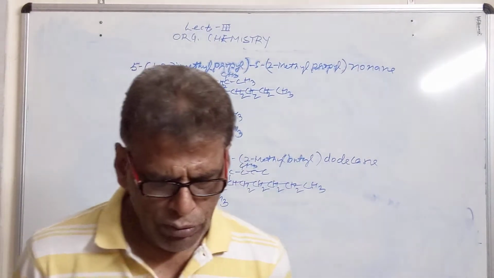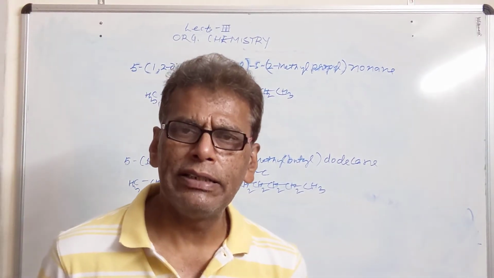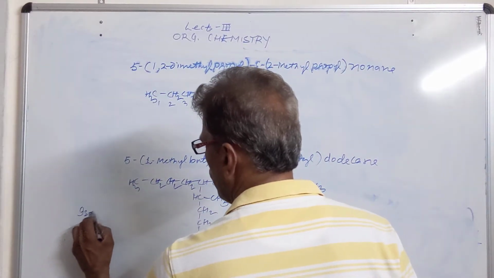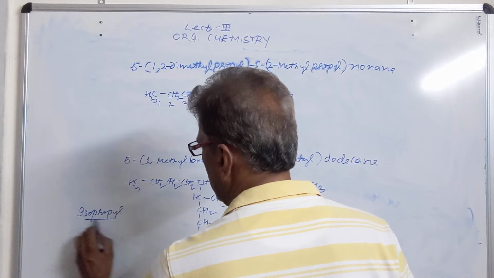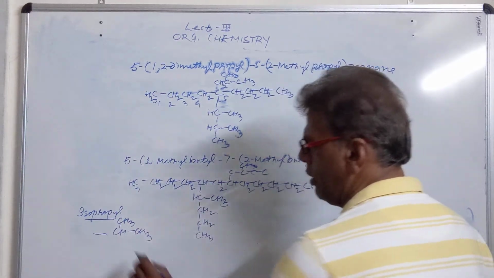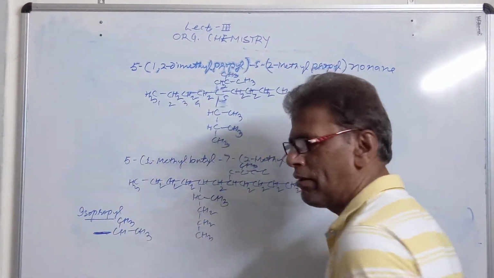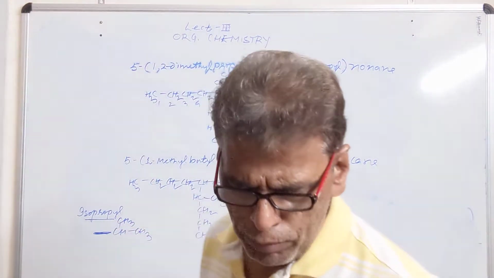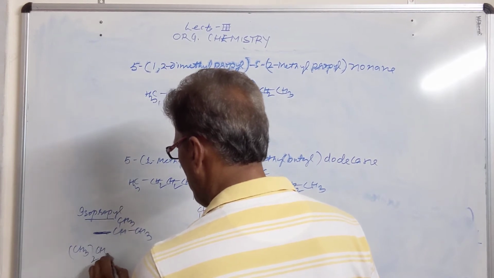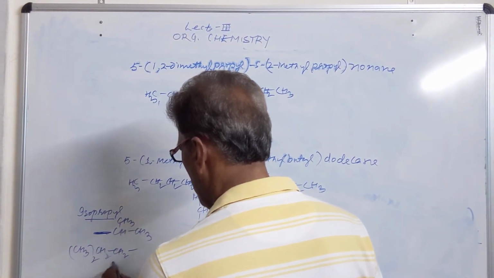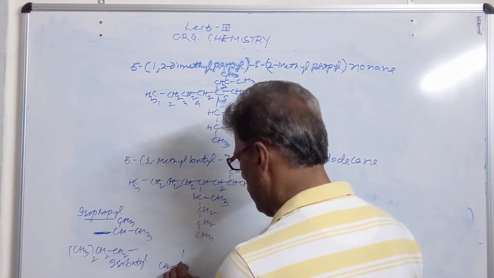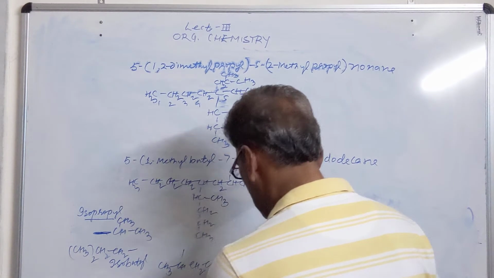Sometimes we use trivial names or semi-systematic names. For example, we use isopropyl. Isopropyl is used when a 3 carbon group is joined to the parent chain through its central carbon. This group is called isopropyl. Then we have isobutyl group. This is isobutyl. Then we have secondary butyl. Sometimes we use this group. This is secondary butyl.